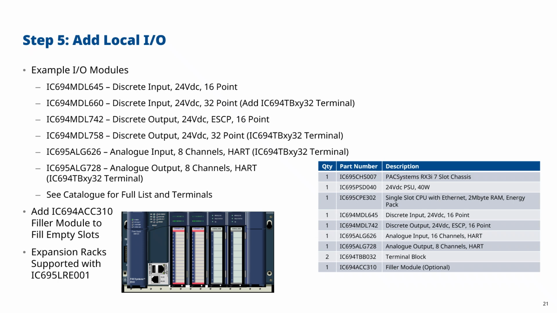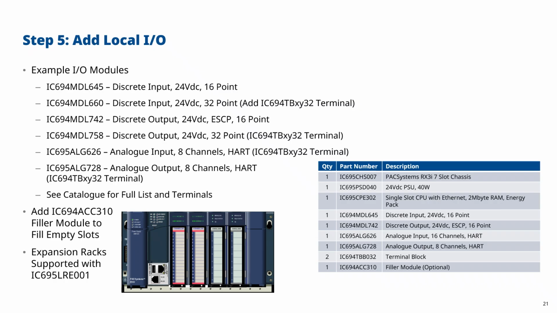On the output side, you could use an MDL 742. This is a 24 volt DC output. It includes electronic circuit protection on the outputs, and this gives you 16 points. Or for higher density, you could use the MDL 758, which has 32 points. Again, pretty sure that one's got ESCP as well, but for that one you'd use this IC694TB terminal block.